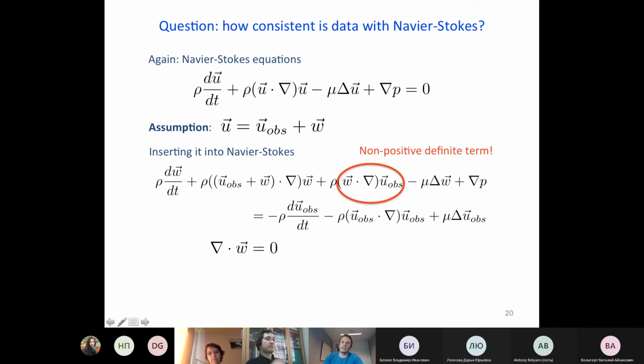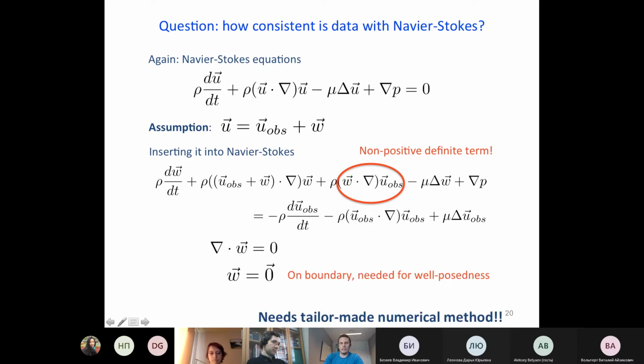And the problem is this term already at the continuous level. This term is not positive definite, actually. And this could lead you to completely unstable results. Luckily, in our simulations, it doesn't, but you have to be aware that that can be the case.